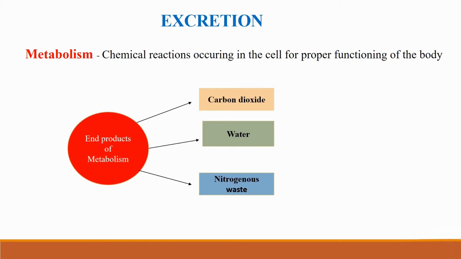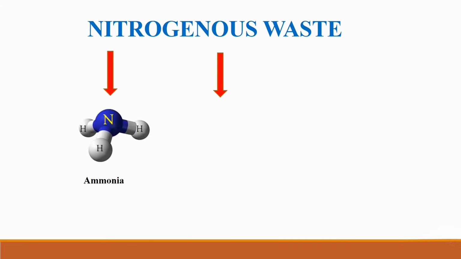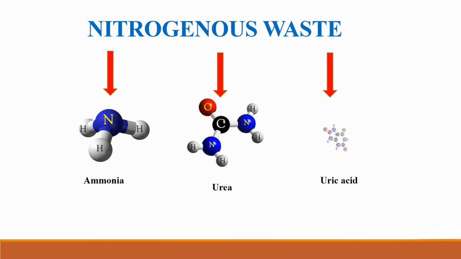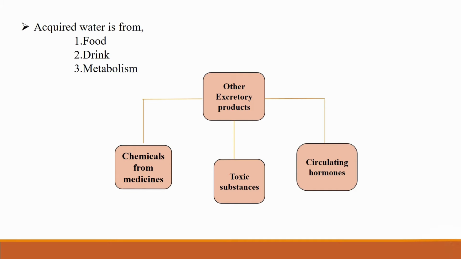The major excretory products are carbon dioxide, excess water, and nitrogenous compounds like ammonia, urea, and uric acid. Water and salts in excess of the body's needs are also excreted. Most of the acquired water is from food and drink, and some by metabolism, for example, the water produced during cellular respiration. Other excretory products include chemicals from medicines, toxic substances, and circulating hormones that have already served their purpose.